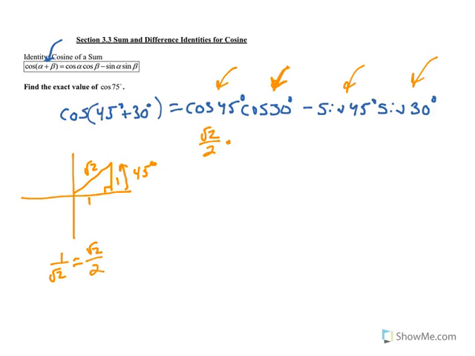The next one is cosine at 30, so we'll need a picture for 30 degrees. If we have a 30-degree angle, what's across from the 30? That's going to be a 1, 2, radical 3 triangle. And what's our cosine ratio at 30 degrees? That's x to r, so radical 3 to 2.